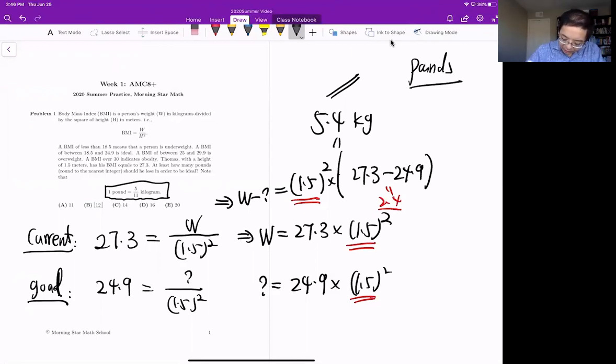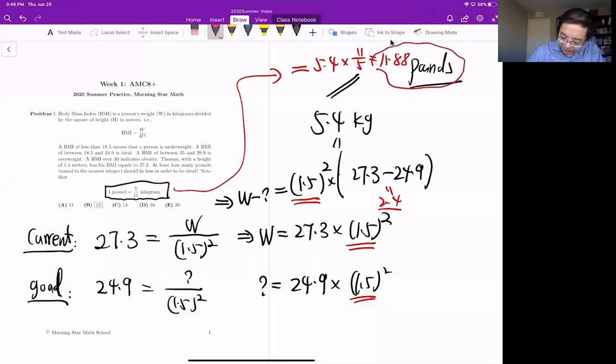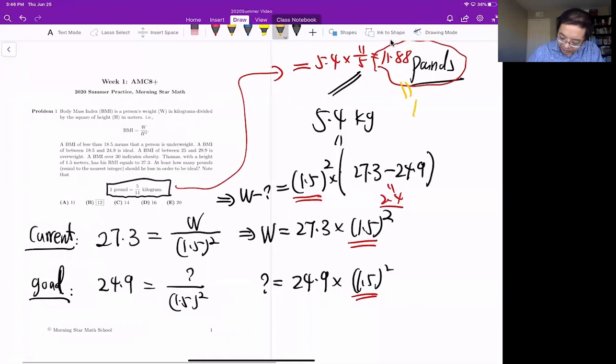Okay. In terms of the formula, by the formula I get this should be 5.4 multiplied by 1105, which you can calculate, is 11.88 pounds. Okay, all right. So the problem asks to find the nearest integer. 11.88 obviously should be 12. Okay, so 12 is the answer.